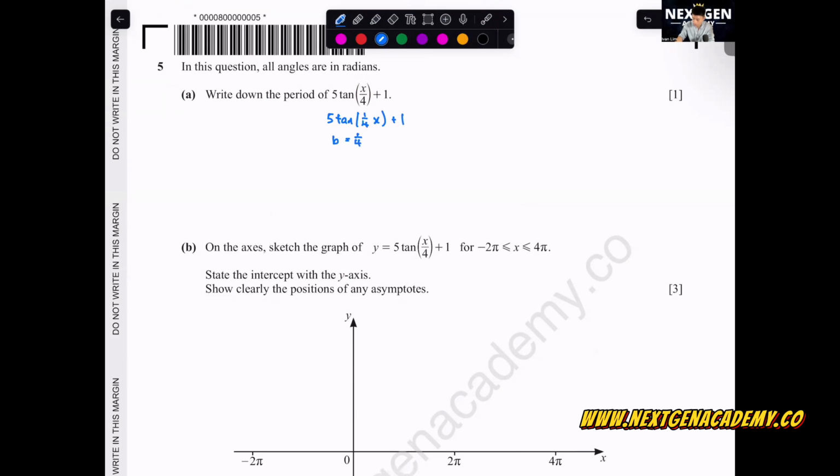What's the formula for period? For tangent, please don't write 2 pi. It is pi over b. Only for sine and cos is it 2 pi or 360. For tangent, it is 180 degrees or pi. Then you write pi over 1 over 4, which is 4 pi.